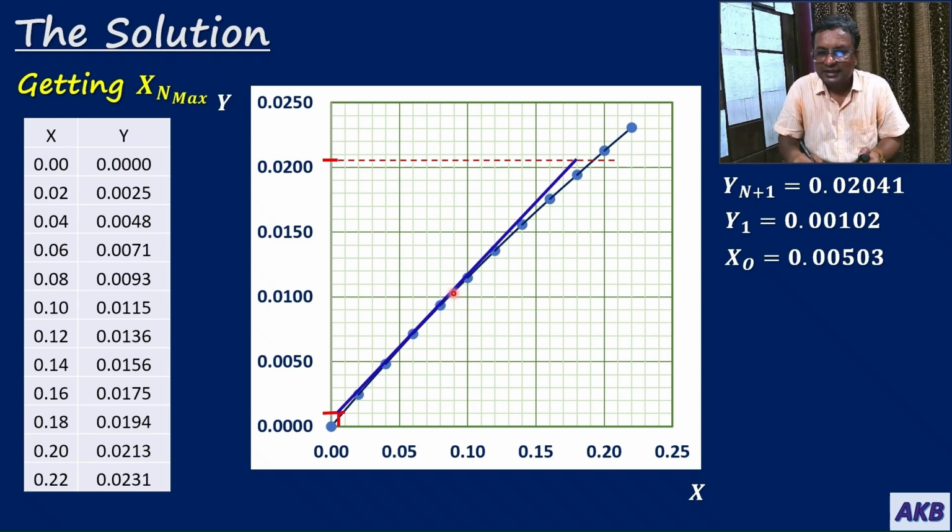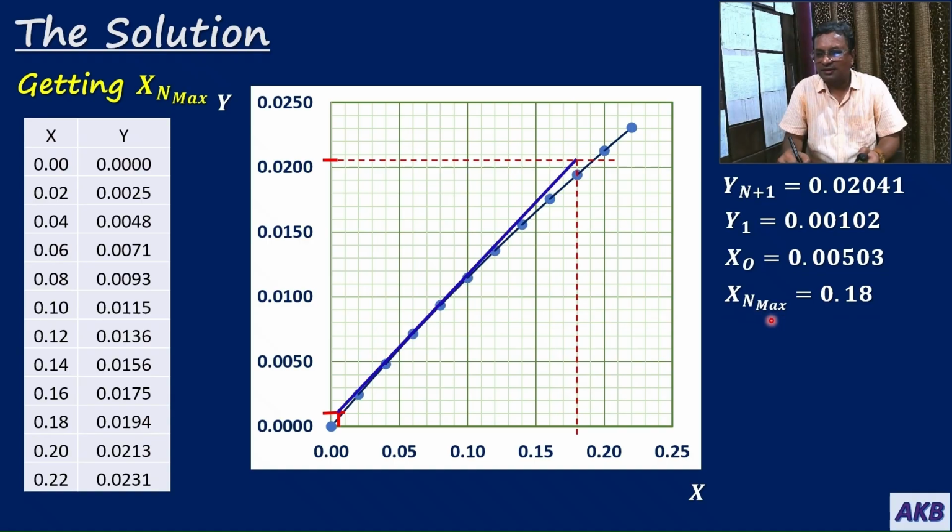This operating line touches the equilibrium curve at one point. So this operating line corresponds to the minimum liquid to gas ratio. And the x coordinate of the upper end of the operating line will be xn max. I get the x coordinate for this upper end, and that comes out to be 0.18, and that is nothing but xn max.